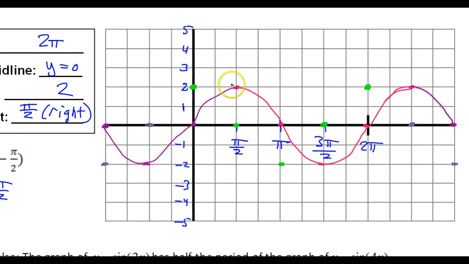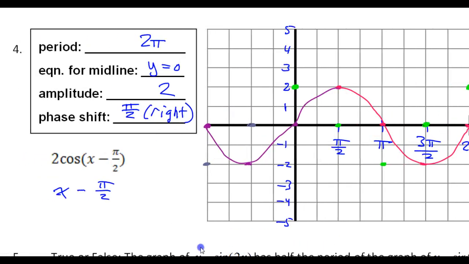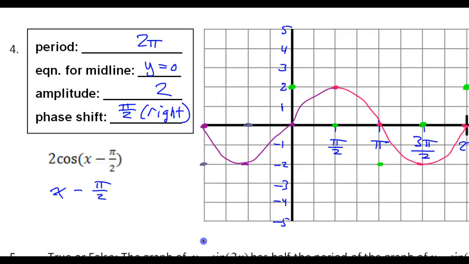Alright, so this nice pink area right here would be the one period that we sort of begin with, but the purple shows how I could extend it to the edges of my graph. So that is it for problem number 4, and that's going to be the end of this video.